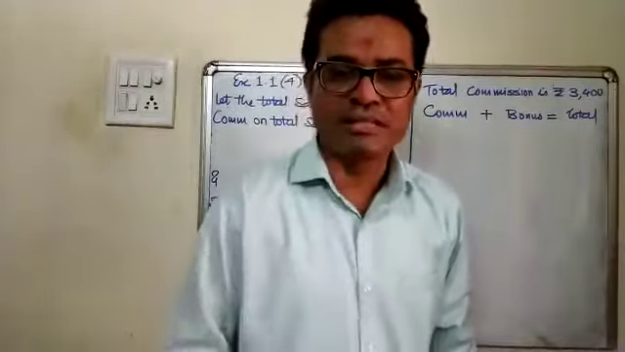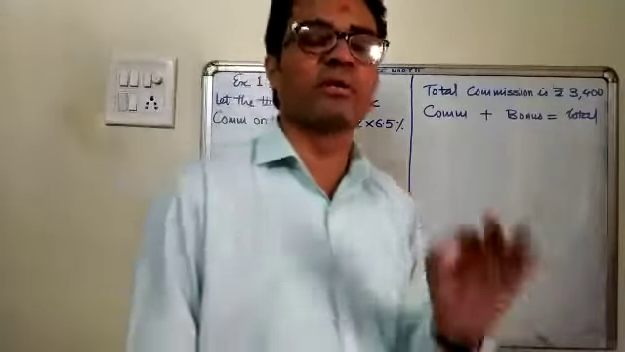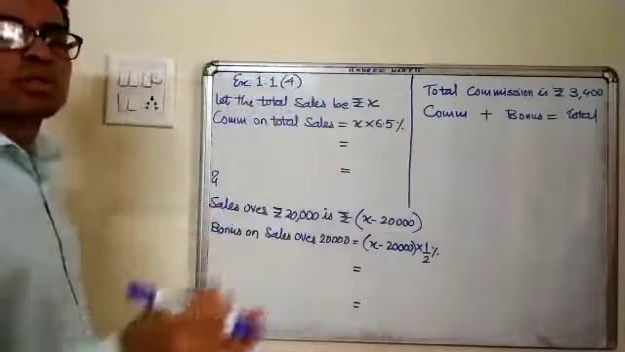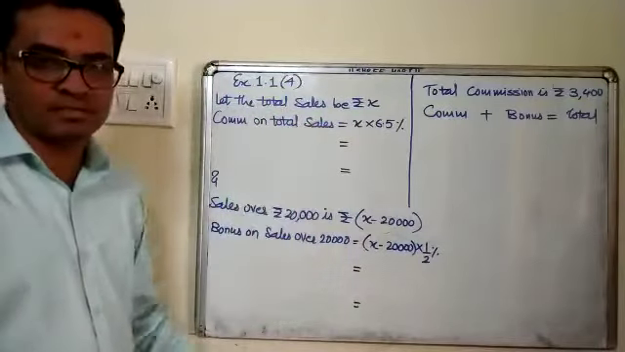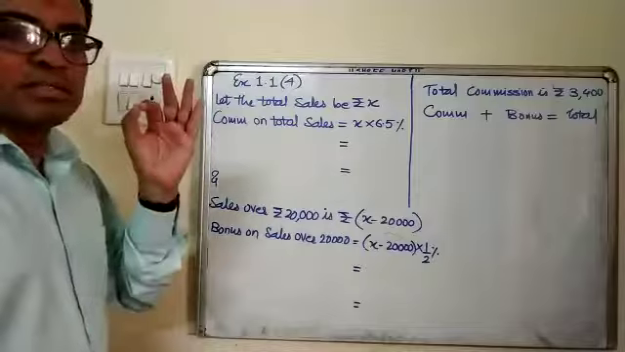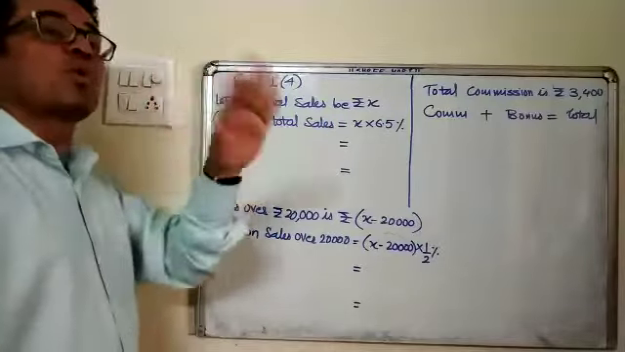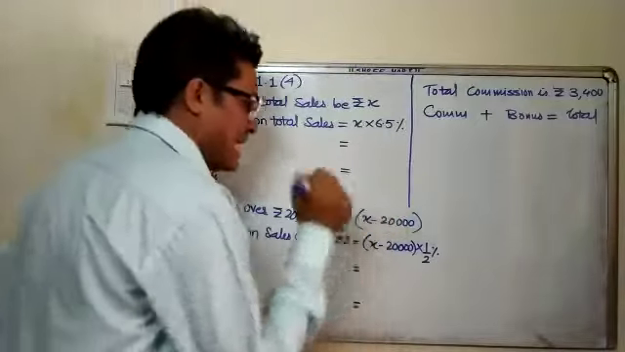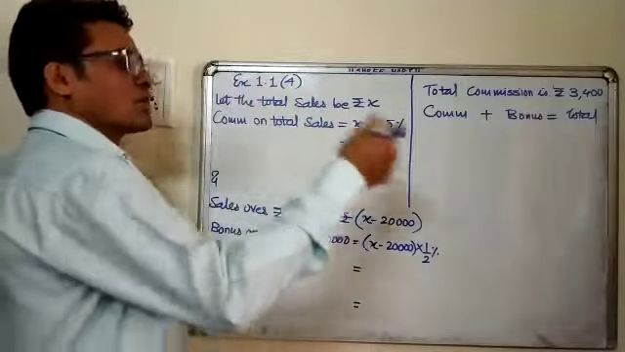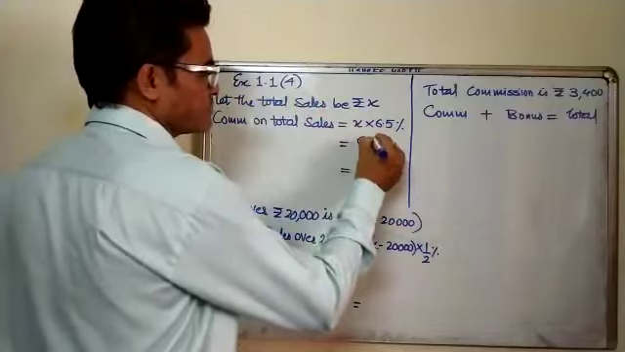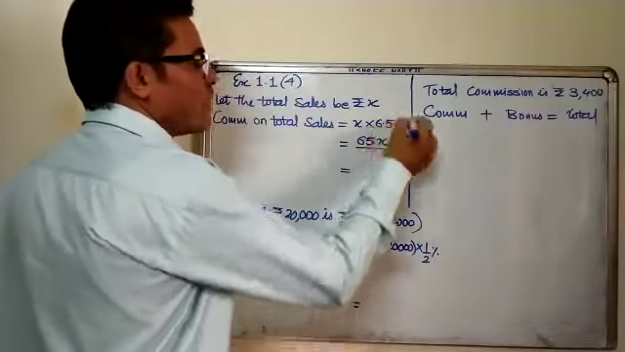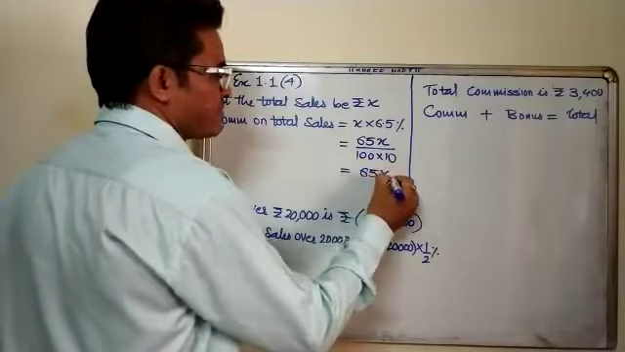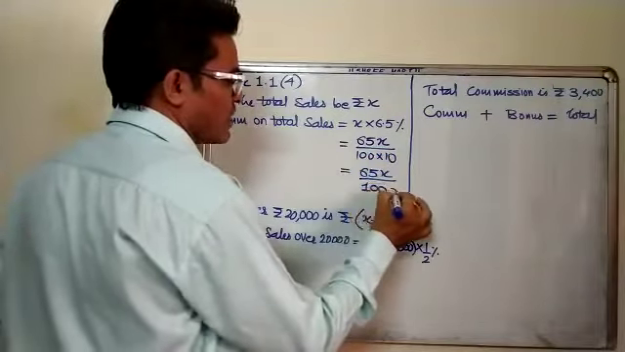So in this question, we are not given the total sales. So first of all, we assume the total sales be rupees X. First, she is getting commission on total sales. What is your total sales? Total sales X and commission on total sales 6.5%. So it comes to 65x upon 1000.